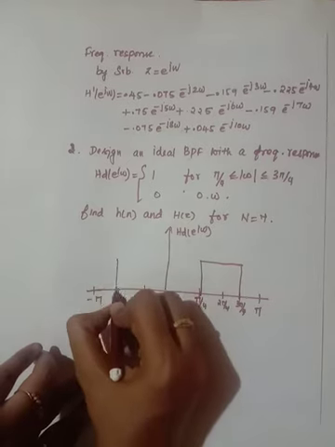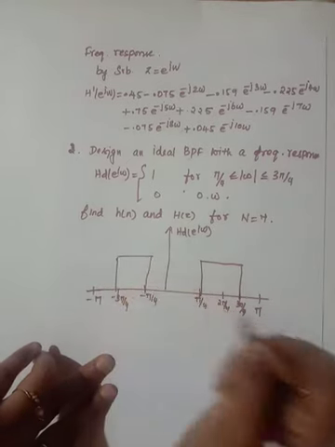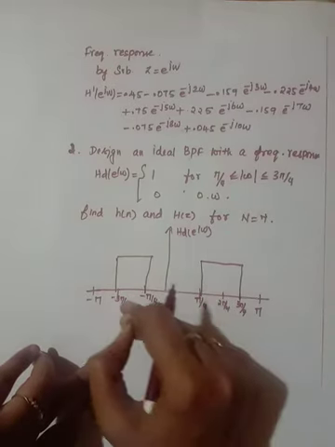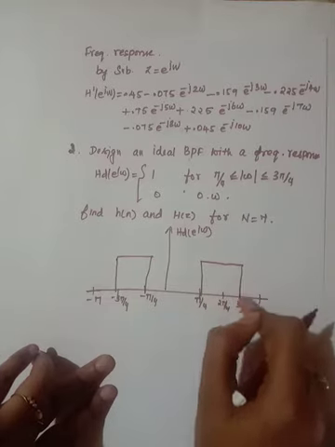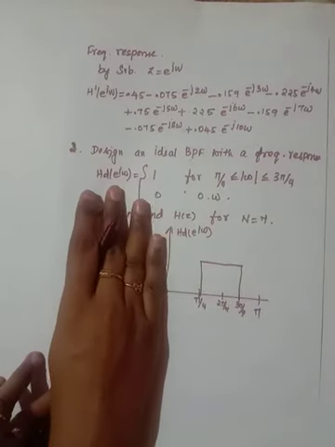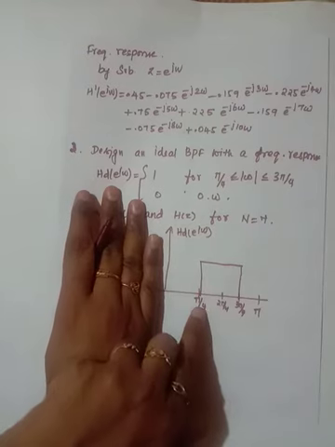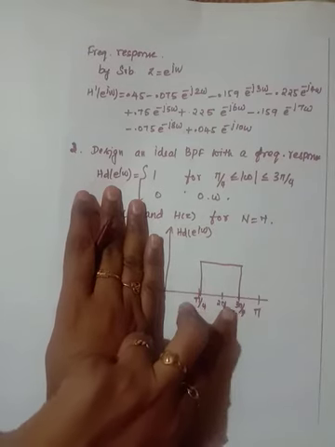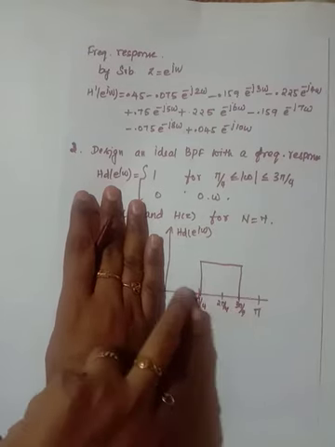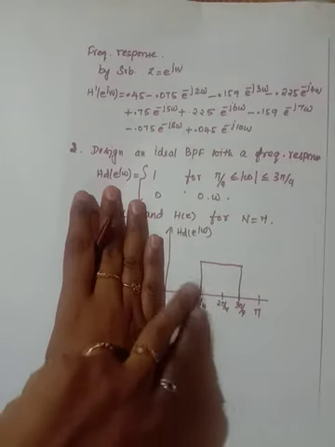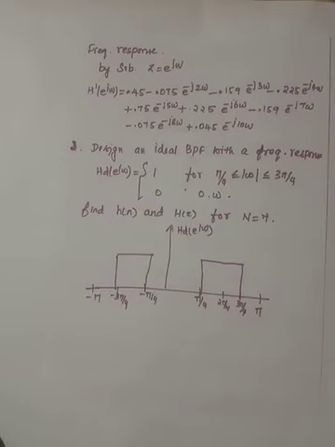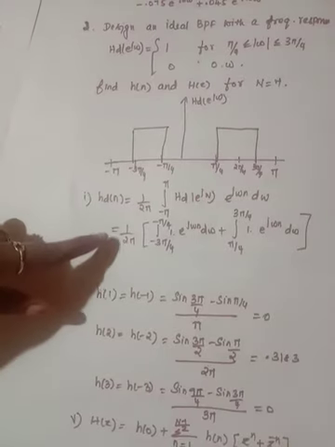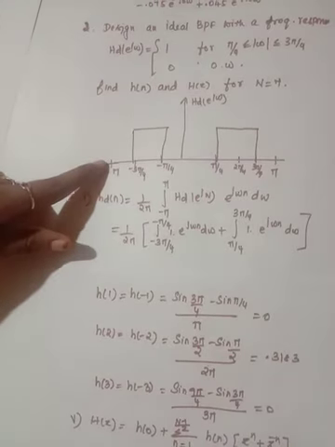So here the response is from minus 3 pi by 4 to minus pi by 4 and pi by 4 to 3 pi by 4. This is your bandpass filter, that is, it will allow the frequency between the two cutoff frequencies and it will stop the frequencies other than that. So now we need to design using the same procedure. Now we have drawn the desired response.